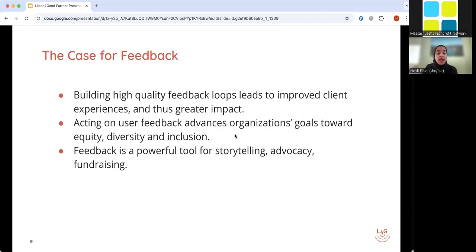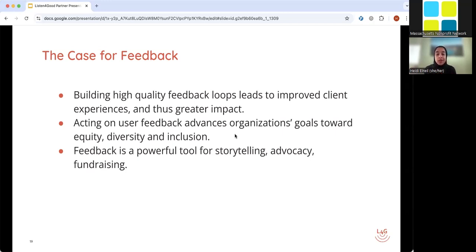So we know that when feedback is actionable and when it's structured in a way that's helpful, it leads to improved experience and thus greater impact. It's one of our important tools in our work around equity, diversity, inclusion, and it can be a really powerful tool for storytelling, advocacy, and fundraising. That's really the why, right? The why of feedback and why organizations do this.